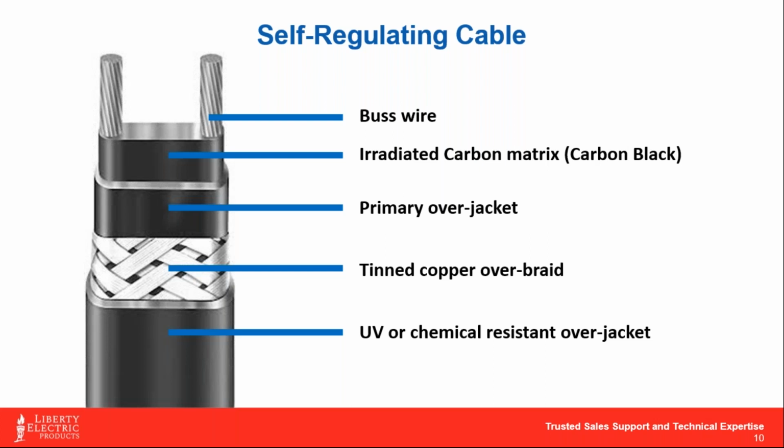And then you've got a primary over jacket, a tin copper over braid for protection and grounding purposes. When you twist up this tin copper over braid and go to terminate it, that actually becomes your ground braid. And then, of course, your outer jacket is going to be, in the case of an industrial application, much more like a chemical resistant Teflon jacketing for corrosion resistance.